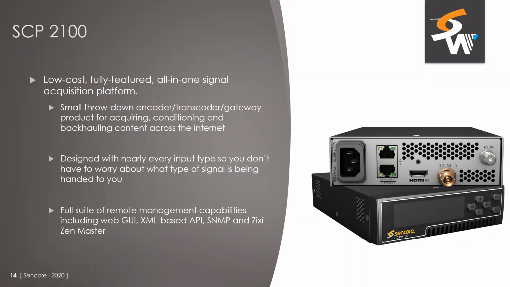The final thing I wanted to point out here is that it has a front panel, as you can see, for your status and monitoring, as well as your network config, but you can do all of your configuration of the unit remotely as well. So we can use the web GUI that's built in, like you're used to seeing on all Sencore products. We have a full XML-based API, SNMP control, along with traps. And then we have Zixi ZenMaster integration there as well.